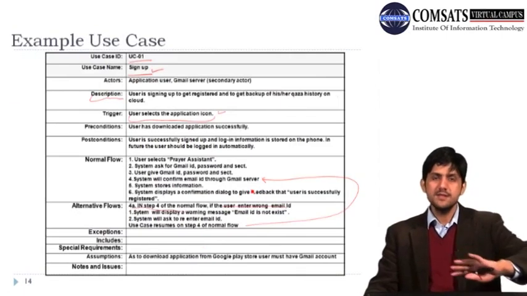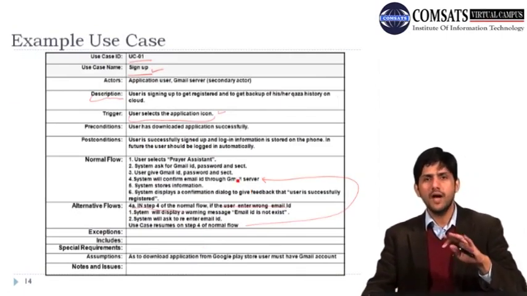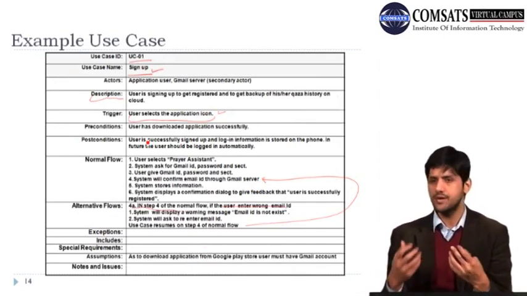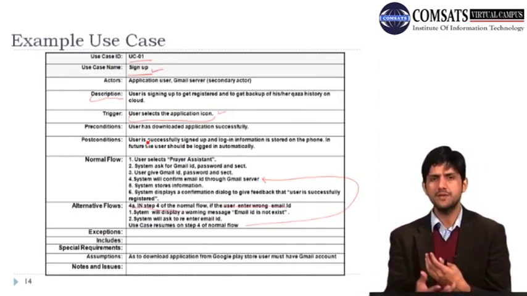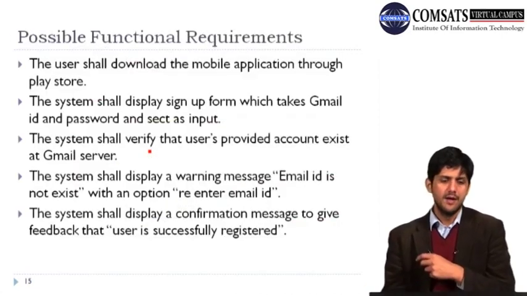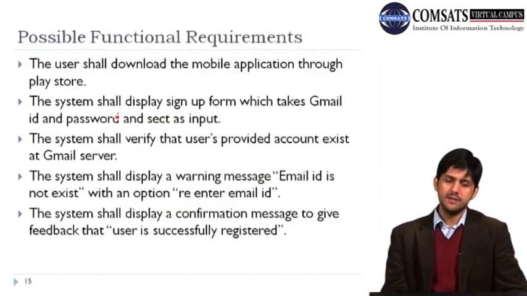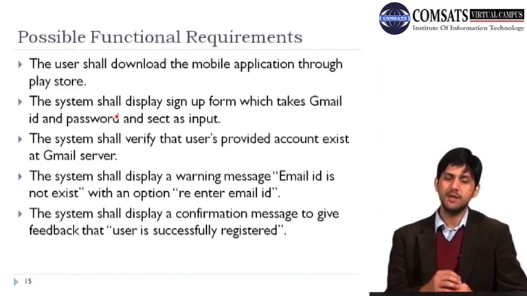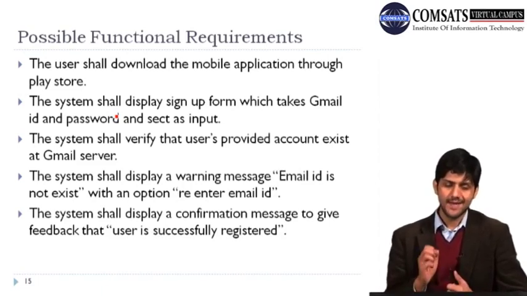So this is the use case, and now we have to see how we are going to derive our requirements, because we are specifying requirements now. How we will derive requirements from this particular use case is that the first thing is the user shall download the mobile application through Play Store. The system shall display a sign up form which takes Gmail ID and password as input.